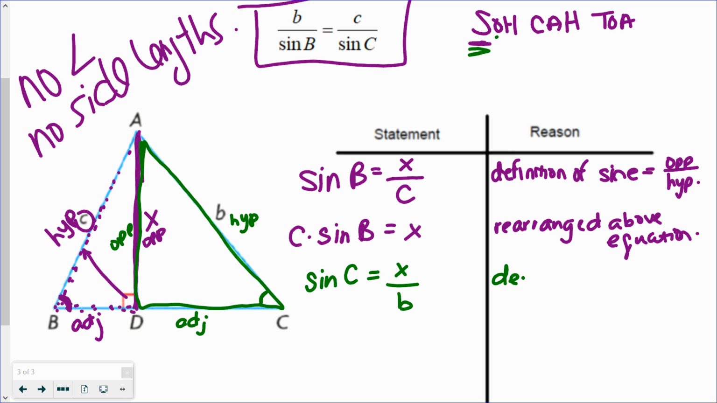We got this is our definition of sine equal to the opposite divided by hypotenuse, those side lengths. And now I'm going to do basically the same thing. I'm going to rearrange to solve for x in my green equation here. So rearranging to solve for x, I need to multiply both sides by side length b. So b multiplied by the sine of c is equal to x.